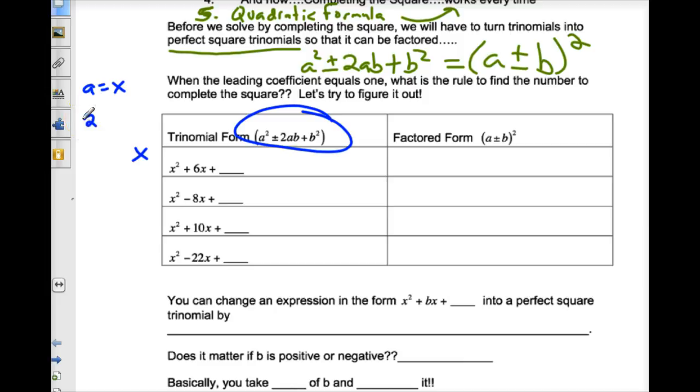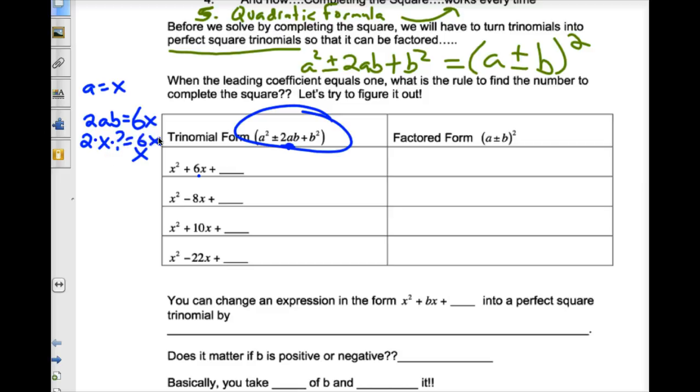2 times a times b will be 6x. Does everybody agree with that? Well, 2ab, forget about signs. Don't worry about signs right now. 2ab equals 6x. We now know that a is x. So 2 times x times what equals 6x?